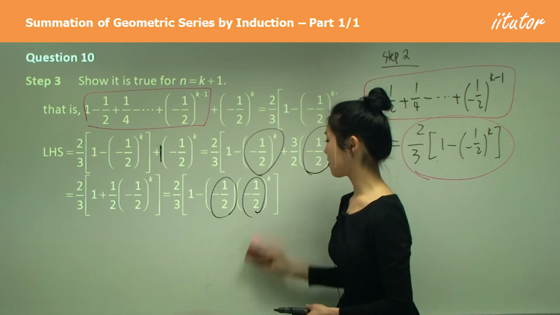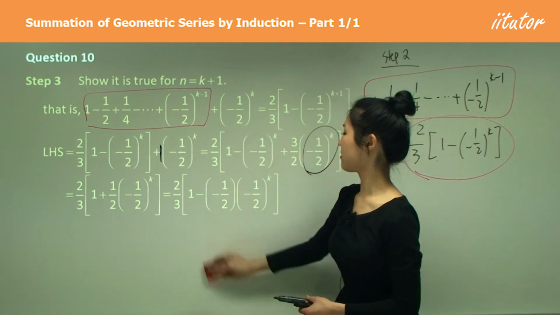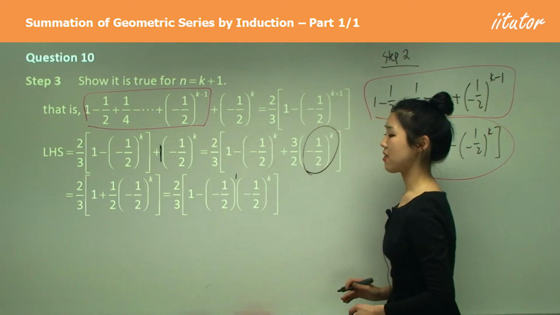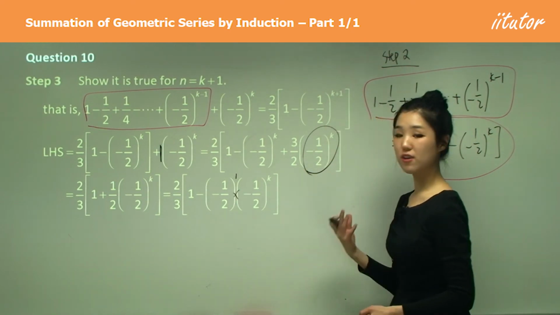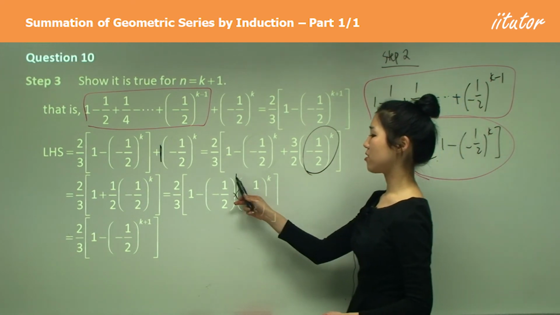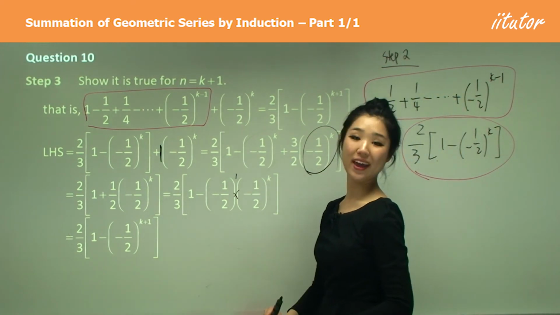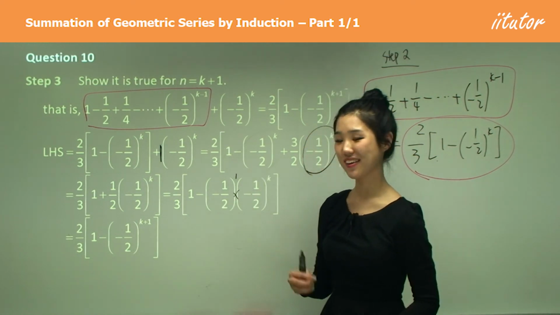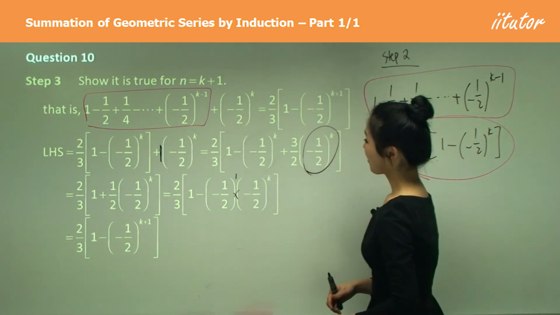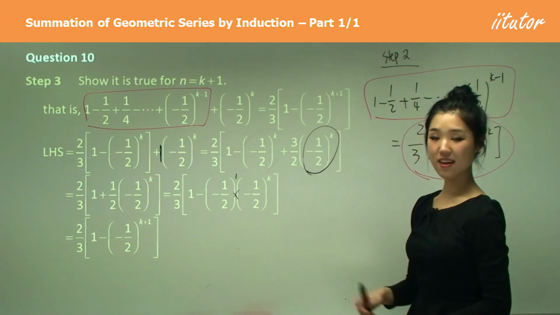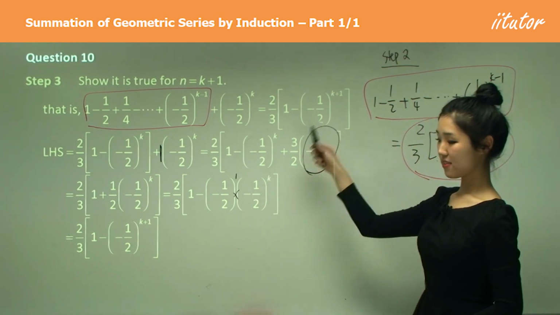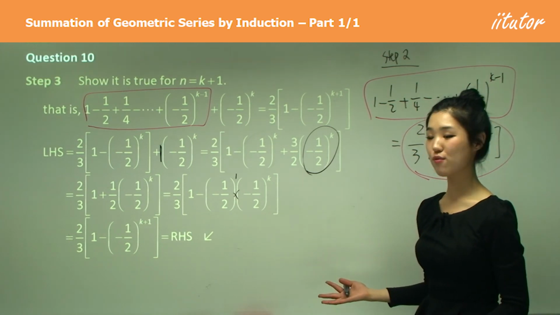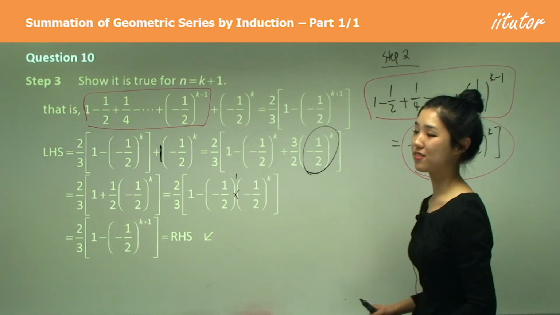So those are the same, and you can see that this has a power of 1. I can gather them together because we're multiplying. Using our index laws, we know that we can just add the indices when we're multiplying. So it's eventually just going to be negative half to the power of k plus 1. Now compare it with our right-hand side, which is that one. Is it the same? Yes, it is. It's simply the right-hand side. So we've just proved it for part 3, for n equals k plus 1.